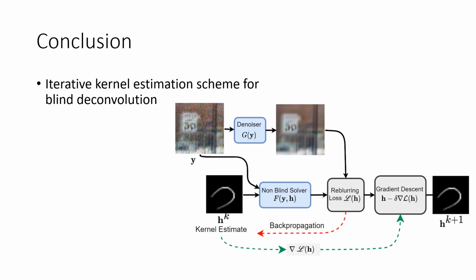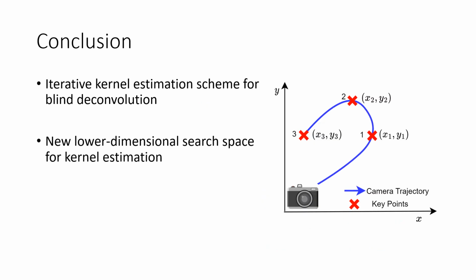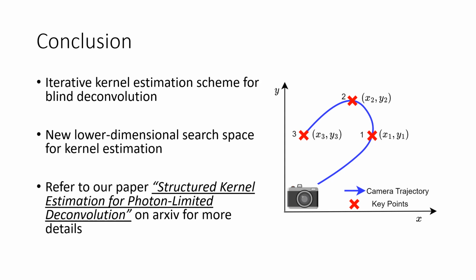To conclude, we start with an iterative kernel estimation scheme for blind deconvolution problem. This scheme converts the conventional image and kernel optimization to a kernel optimization scheme only. Next, to improve the deconvolution results, we imagine the blur kernel in a smaller key points representation. Plugging this representation into the iterative scheme leads to much better deconvolution results.